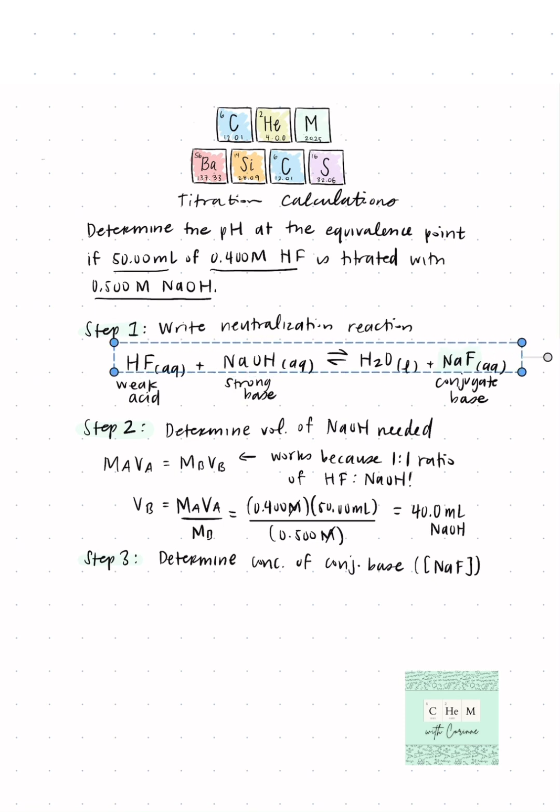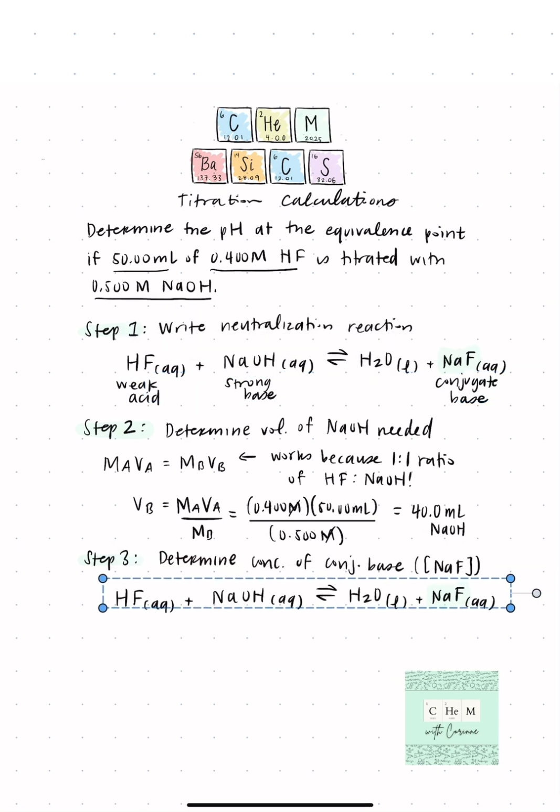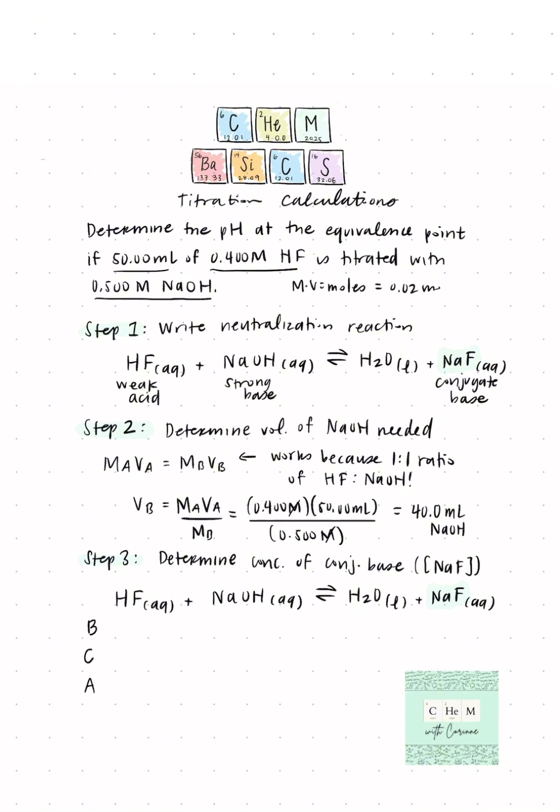To do that, I'm just going to set up a quick BCA, or before change after table, where I'm just looking at the moles. So I calculate the moles of acid. Those are equal at the equivalence point. I'm assuming I have none of the conjugate base initially, and then I'm going to end up with 0.02 moles of my conjugate base. So now I'm going to take the number of moles, divide by the total volume of the solution, which was 50 plus 40, so 0.09 liters, to get my concentration of 0.222 molar.